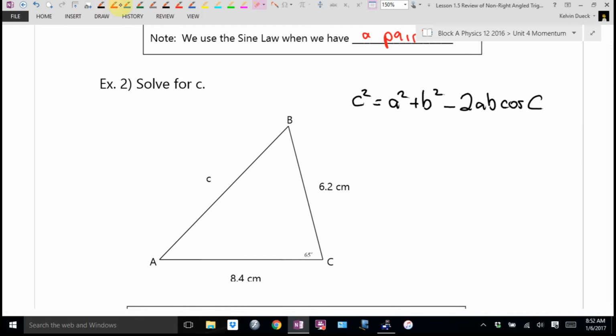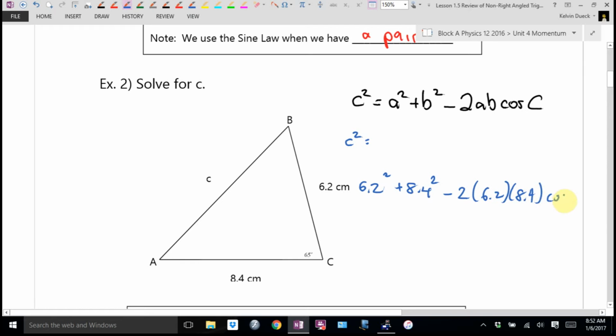Meanwhile, let's plug and chug. C squared is going to be, what side little a? 6.2. Honestly, you can really butcher this. You could put an 8.4 in for A as long as you were consistent, and you'd put a 6.2 in for B. The cosine law is pretty forgiving as long as you get little c and big C right. The rest kind of takes care of itself. So 6.2 squared plus 8.4 squared minus 2 times 6.2 times 8.4 cosine of 65.